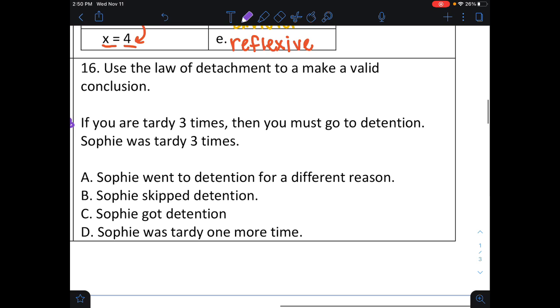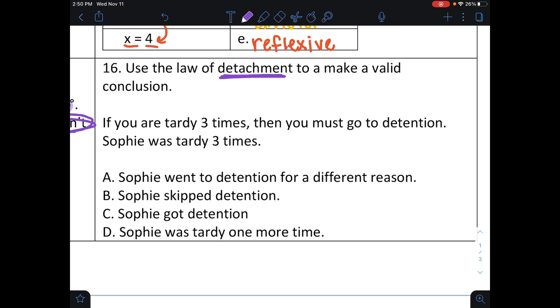All right, next problem, use the law of detachment. Okay, so now detachment means like different. So this is the time where you don't cross out the same parts because they don't have the same parts. All right, if you are tardy 3 times, then you must go to detention. Sophie was tardy 3 times, so Sophie needs to go to detention.